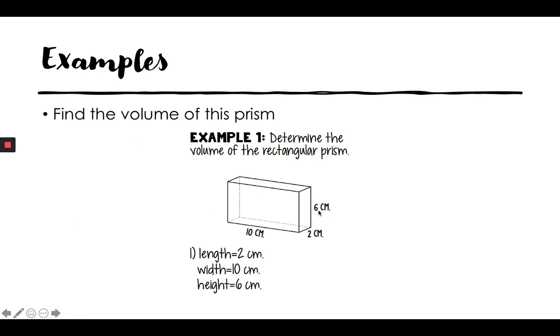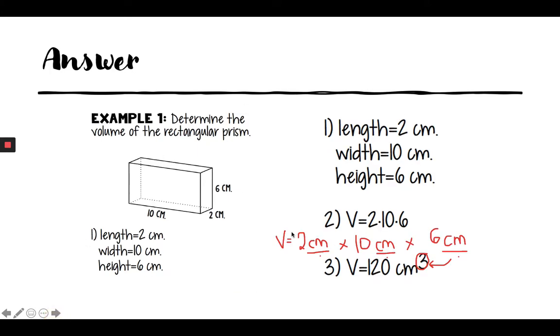Let's do an example. Find the volume of this prism. You find out that the length is 2 centimeters, width is 10 centimeters, and height is 6 centimeters. Please pause the slide and try to do it on your own. Okay, I hope that you have unpaused me and you're not looking ahead.